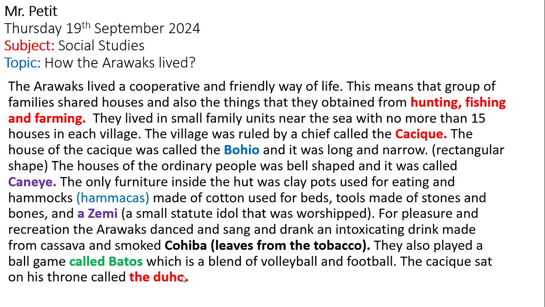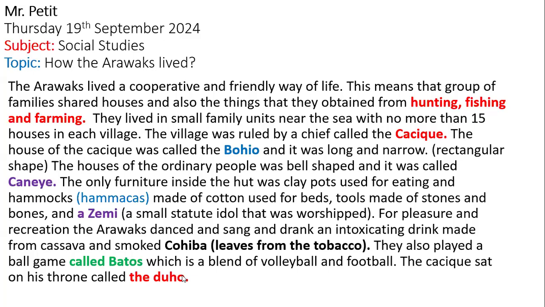The house of the cacique was called the bohio, and it was long and narrow, rectangular in shape. The houses of the ordinary people were bell-shaped and called the caney. The only furniture inside the hut was clay pots used for eating, hammocks made of cotton used for beds, tools made of stone and bones, and a zemi, a small statue idol that was worshipped.